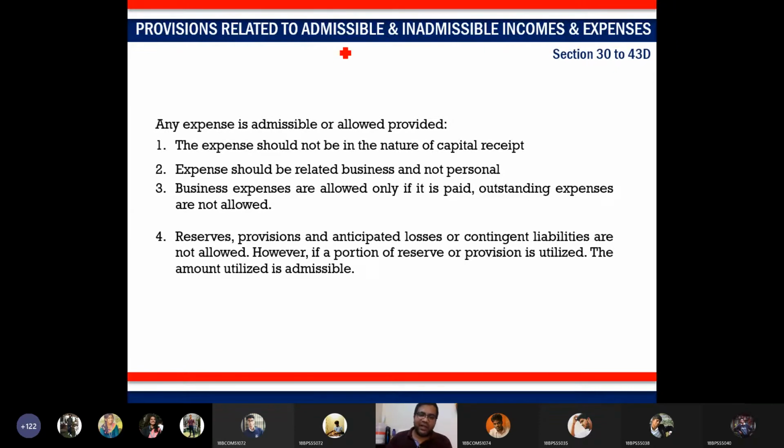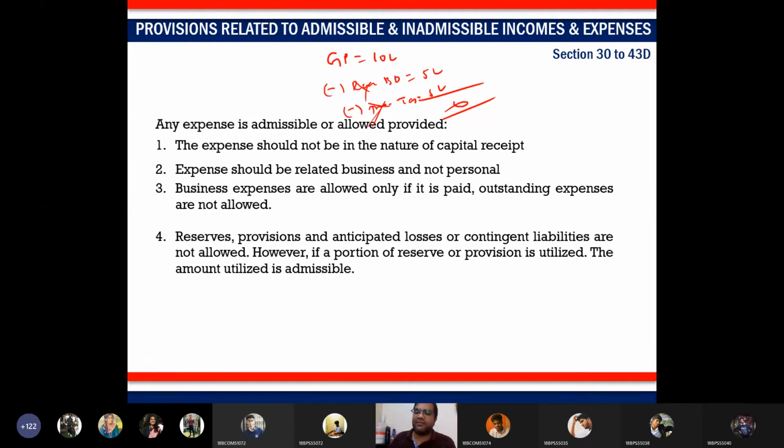Imagine my gross profit is 10 lakhs, right? But what I've done is minus reserve for bad debts, 5 lakhs, minus provision for tax, 5 lakhs. What will be my net profit? 0. So what will be my tax? 0. Therefore the income tax department is saying, boss, you can't claim reserves and provisions. So therefore reserves and provisions are inadmissible.